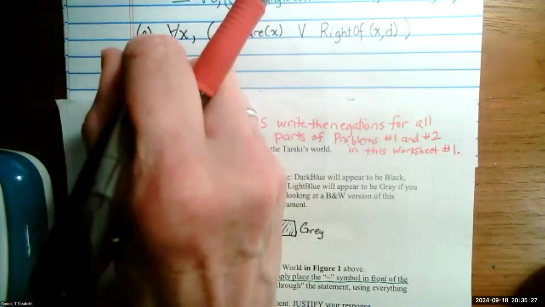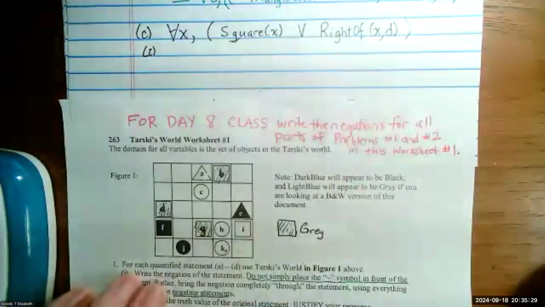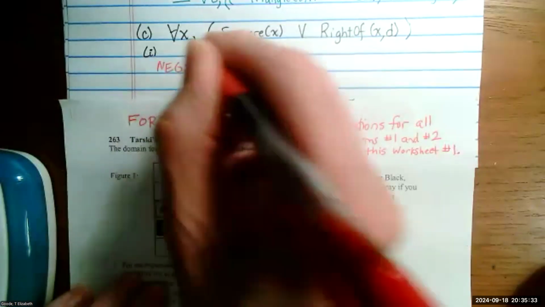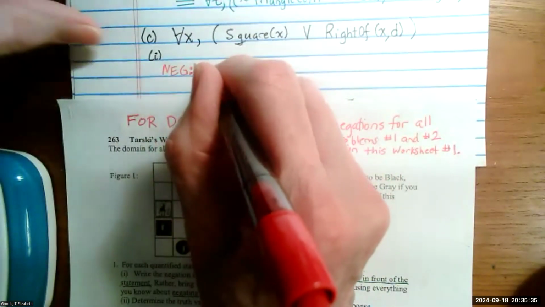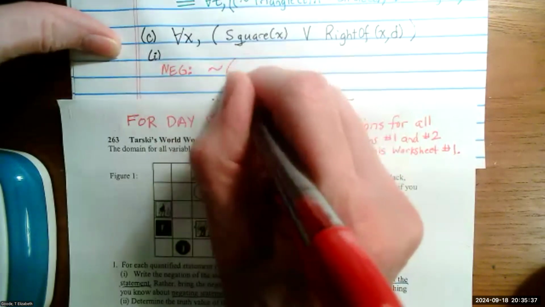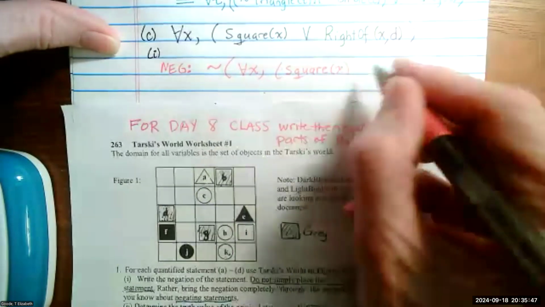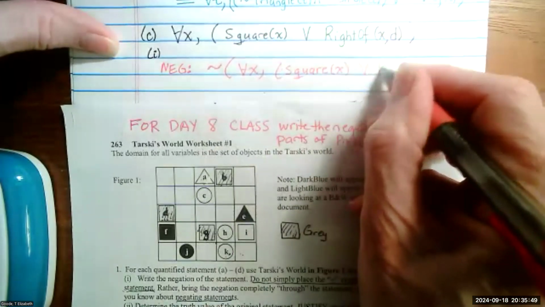Because we're going to go over this again tomorrow. Figuring out the truth value can be kind of tricky, but let's just naively write the negation. So we're going to put a not in front of this entire statement: for all X, square X or right of XD.